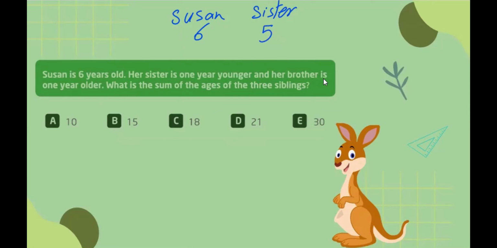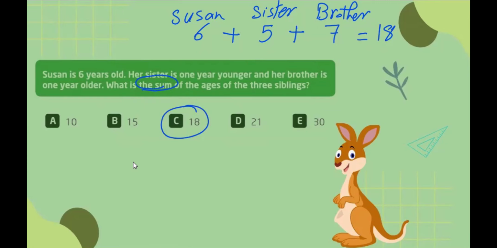And her brother is 1 year older. So brother is 1 year older than Susan. So it will be 7. The question is here, what is the sum? It means we have to add them all together. So 6 plus 5 equals 11, plus 7 equals 18. So our answer is letter C. That's great. Let's go to the next one.